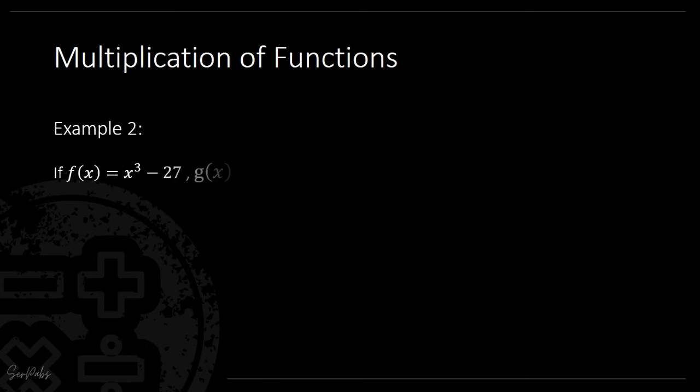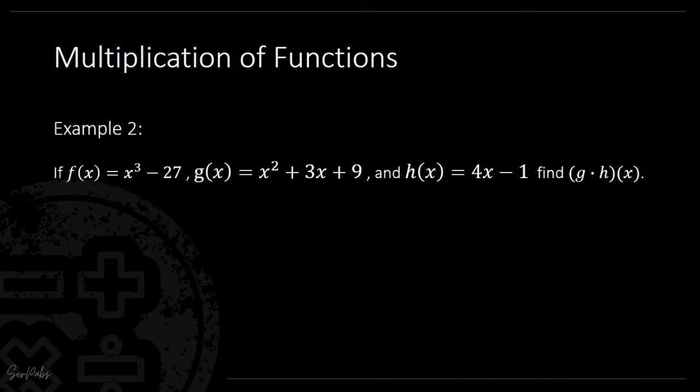Example 2. If f of x is equal to x cubed minus 27, g of x is equal to x squared plus 3x plus 9, and h of x is equal to 4x minus 1, find g times h of x. So actually, pareho lang yung example natin. Iba lang yung hinihingi niya. So ang hinihingi natin dito ay g times h of x.